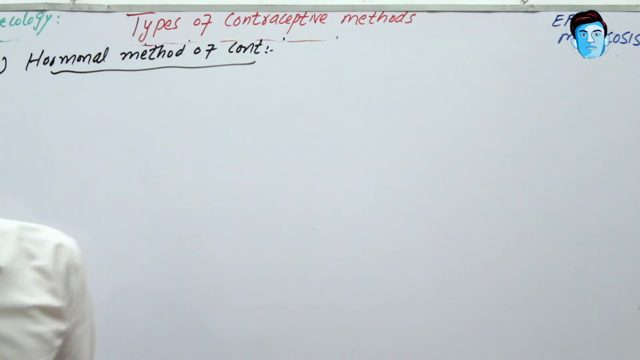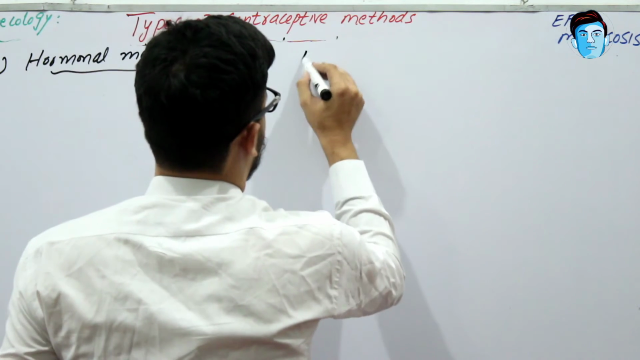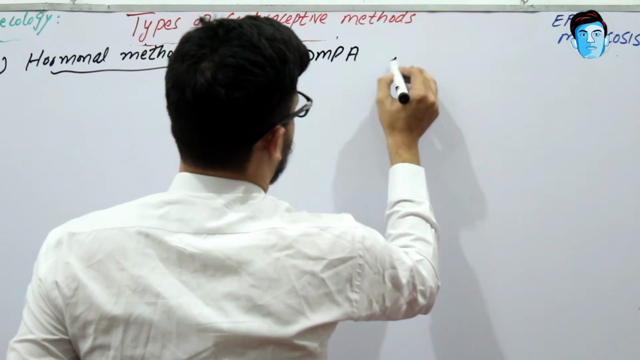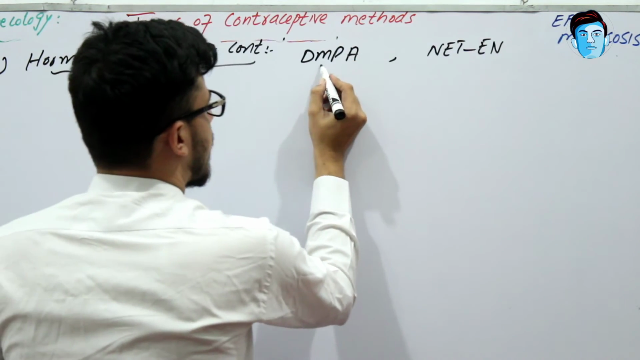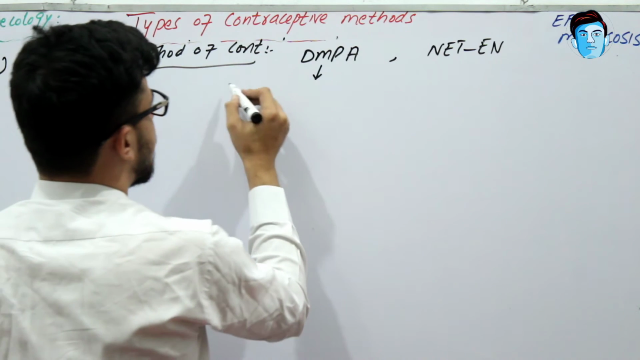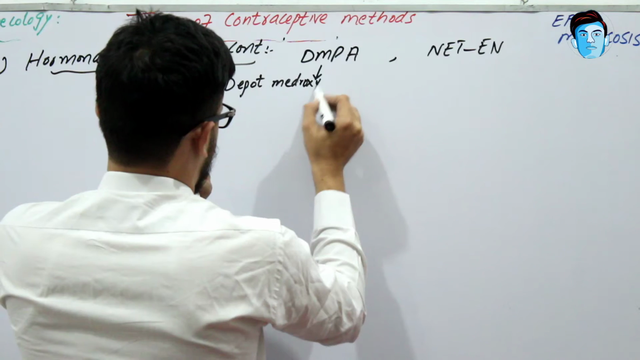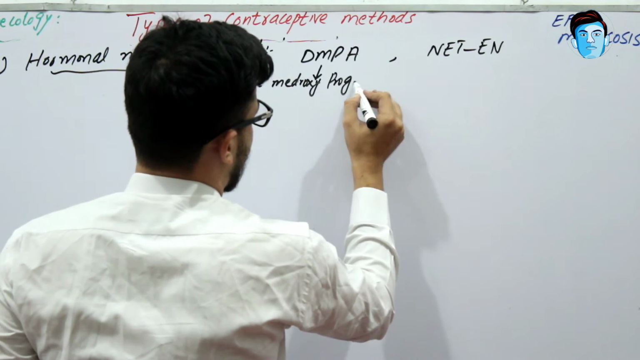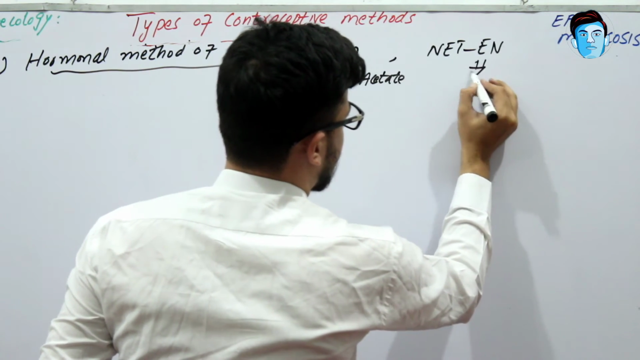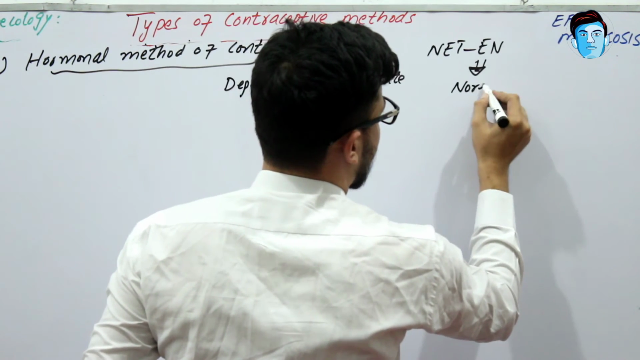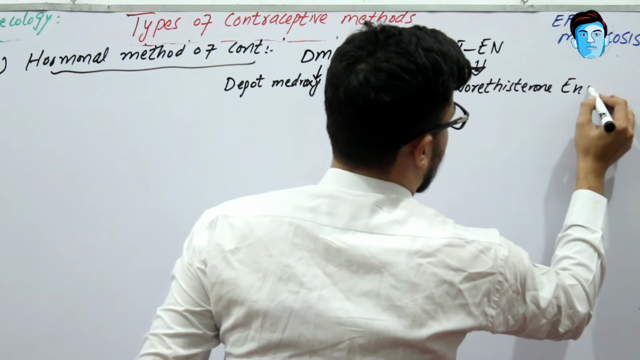So injectable methods consist of two groups. Further, it consists of DMPA and NET-EN. DMPA stands for depot medroxyprogesterone acetate, while NET-EN stands for norethisterone enanthate.